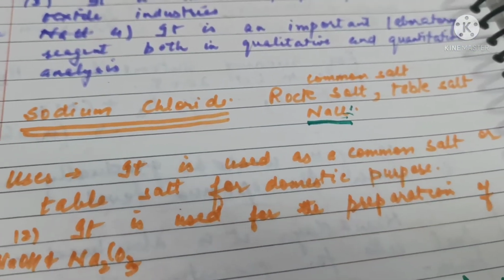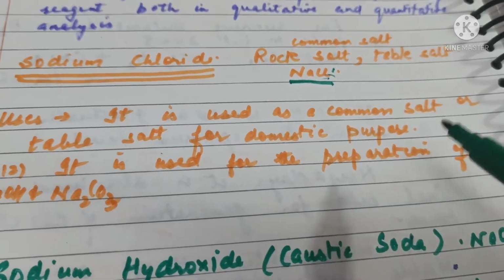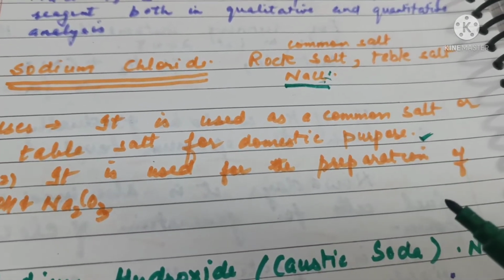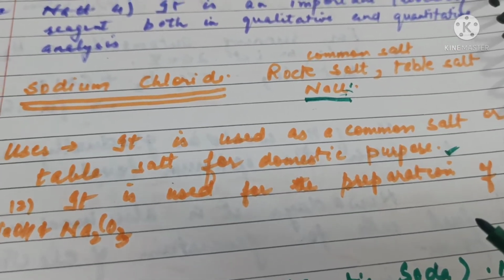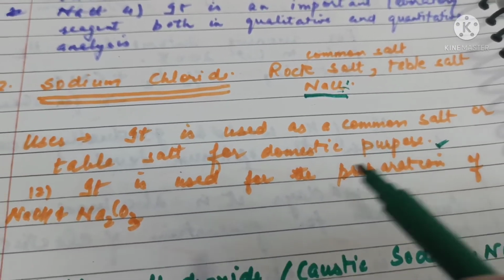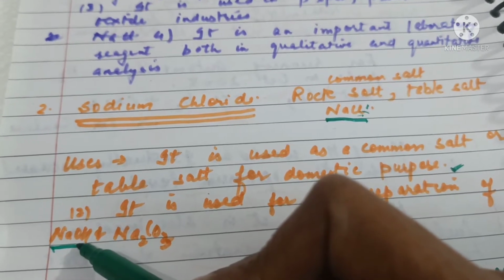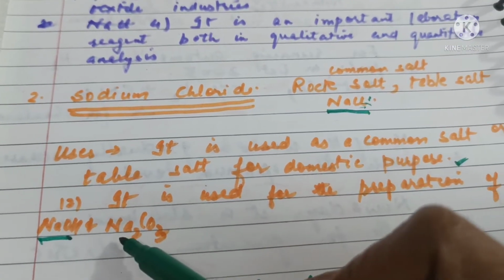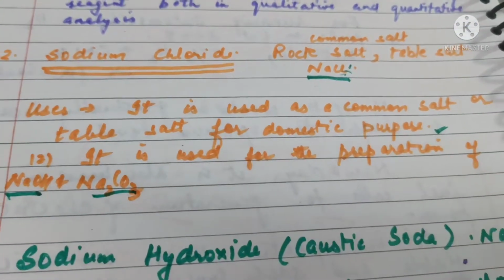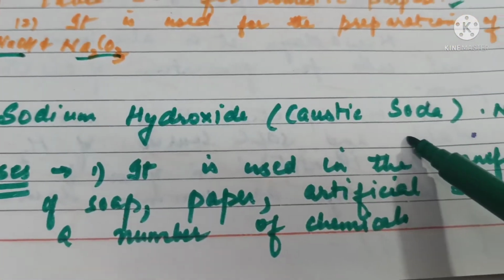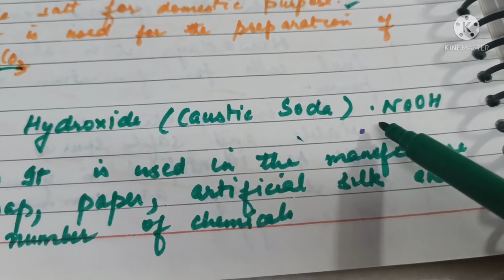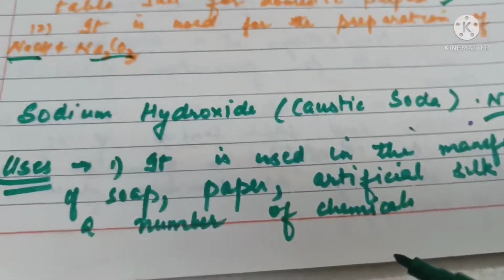It's used as common salt or table salt for domestic purposes. In cooking, it's an essential item. It is used for preparation of caustic soda, sodium hydroxide, and washing soda, Na2CO3. The next compound is sodium hydroxide, also known as caustic soda, and has the formula NaOH.